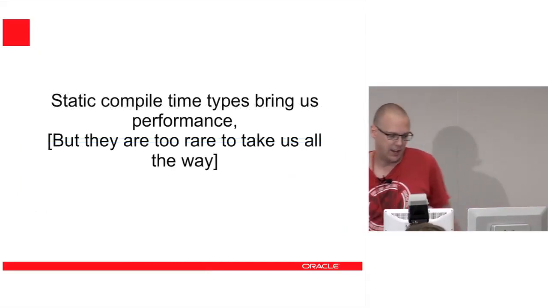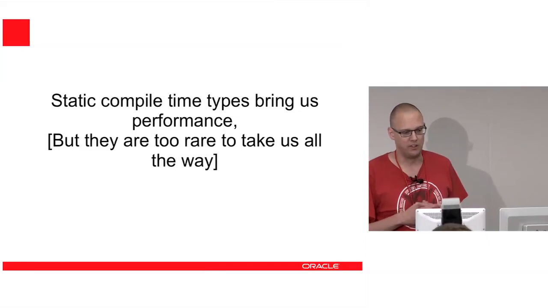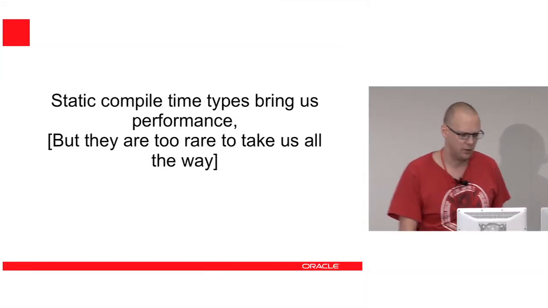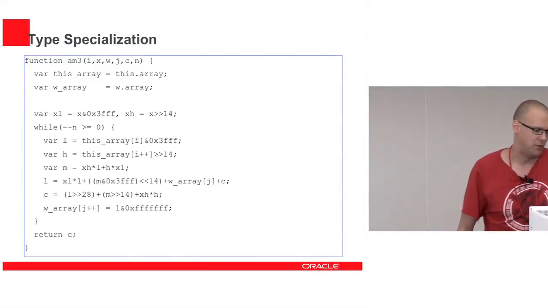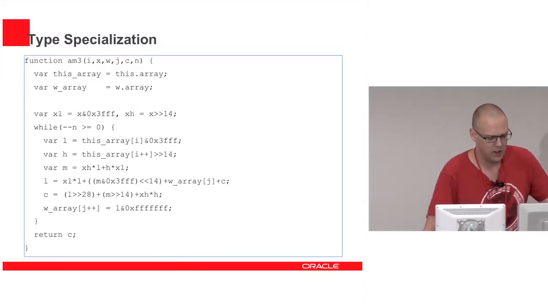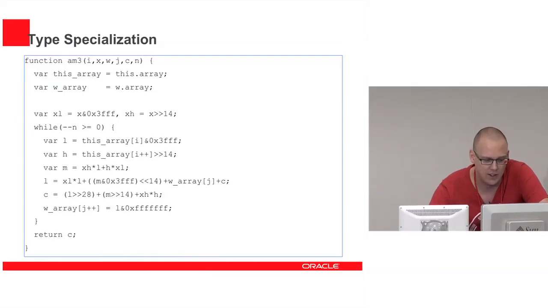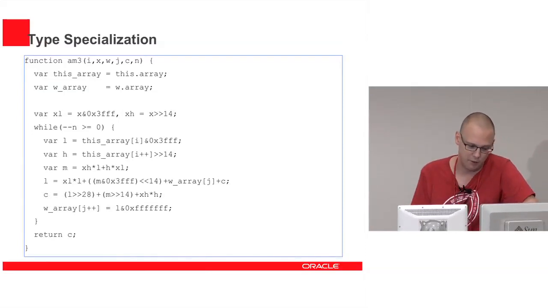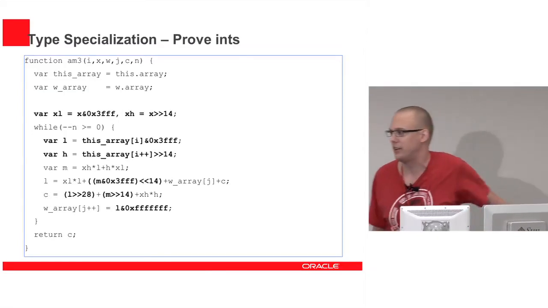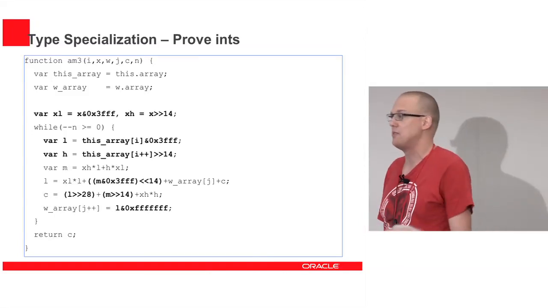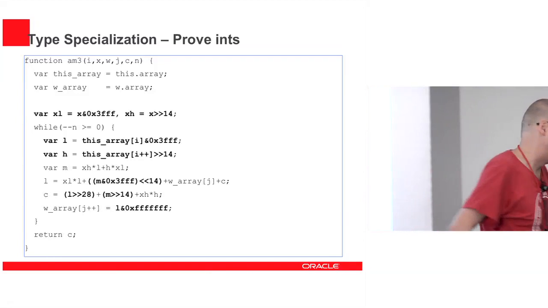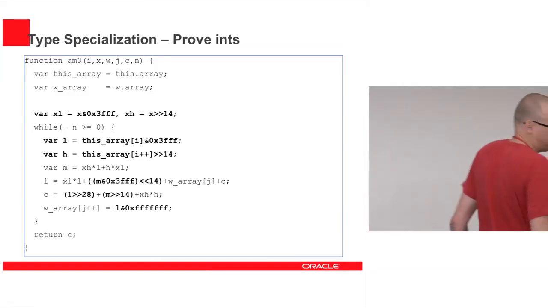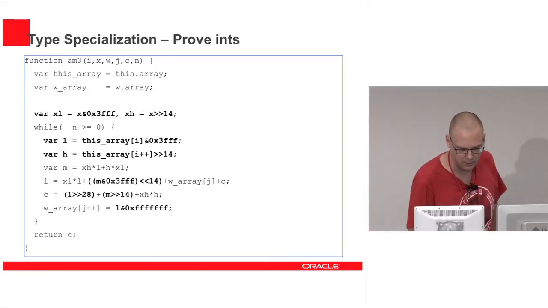So I'm still static, and static compiled types bring us performance, but they are way too rare to take us all the way in JavaScript. Here's a hotspot in one of the Octane benchmarks, the AM3 method. We can come quite far with static type analysis, but it is ultimately a dead end. We can say, for example, that these bold things are obviously integer types that can be represented as Java 32-bit ints, because they're all arithmetic operators, bitwise operators. So that's good, we can generate int bytecodes for them.